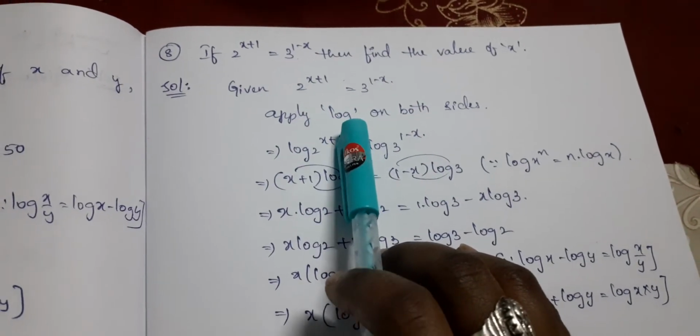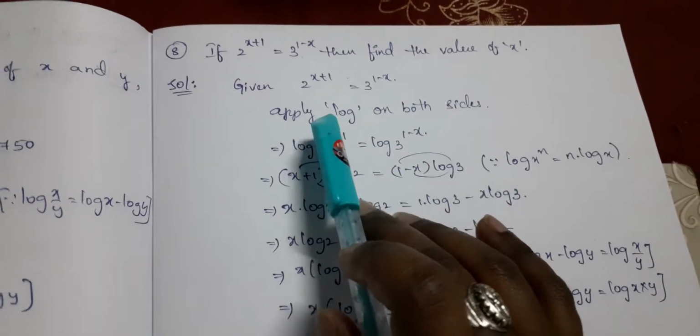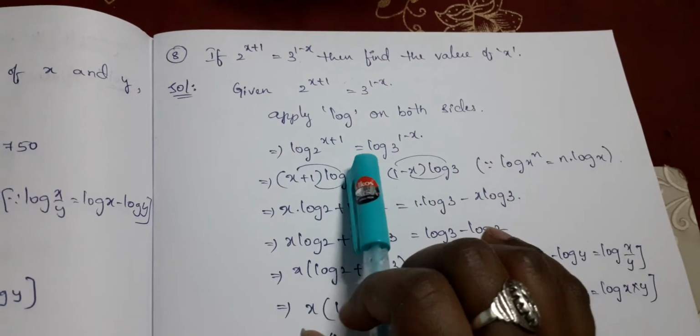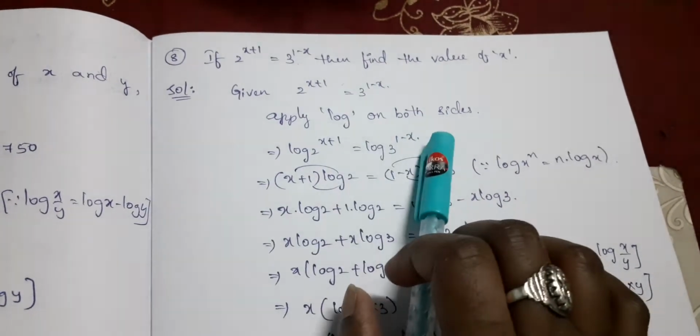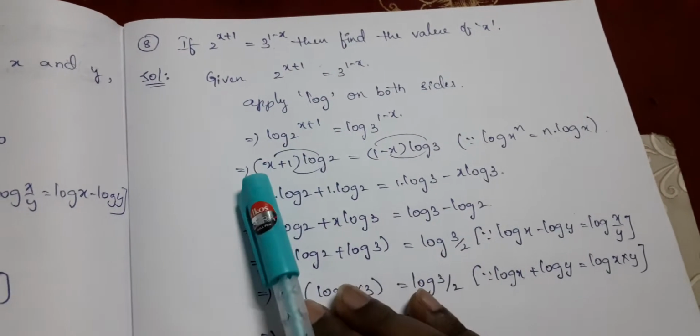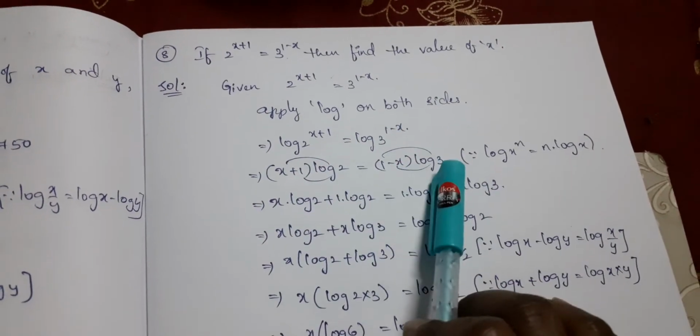Given 2 power x plus 1 is equal to 3 power 1 minus x, applying log on both sides. If you want to use log formulas, we need to apply log compulsorily, that's why. So log 2 power x plus 1 is equal to log 3 power 1 minus x. Again here power is there, it will come to the front. So x plus 1 into log 2 is equal to 1 minus x into log 3.